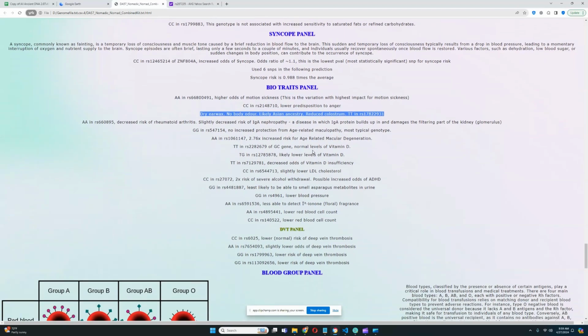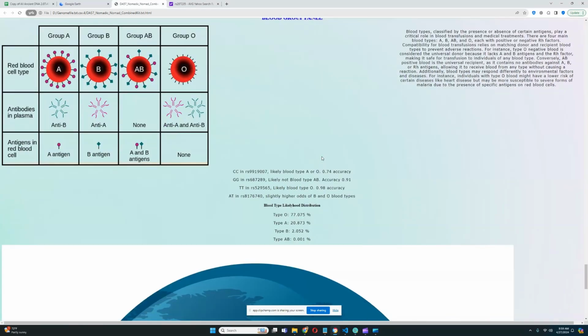Okay, and for the blood group panel, it looks like he's got blood type O, most likely. It's only based on 4 SNPs, but most likely his blood type is type O. The second most likely prediction for him is type A, and then it's type B and type AB, but that's very improbable. So most likely his blood type is type O. Type A is improbable, and type B is quite impossible. Type AB is also quite impossible. Well, that's pretty much all there is for this individual.